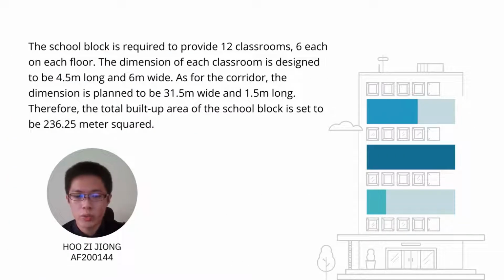The school block is required to provide 12 classrooms, 6 on each floor. The dimension of each classroom is designed to be 4.5 meters long and 6 meters wide. As for the corridor, the dimension is planned to be 31.5 meters long and 1.5 meters wide. Therefore, the total built-up area of the school block is set to be 236.25 meters squared.